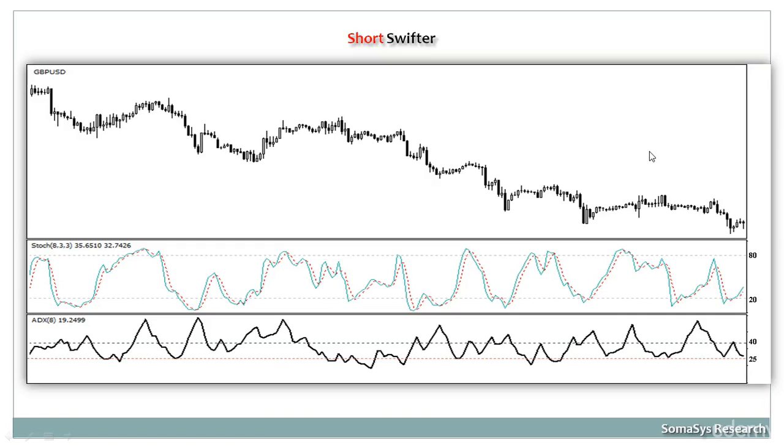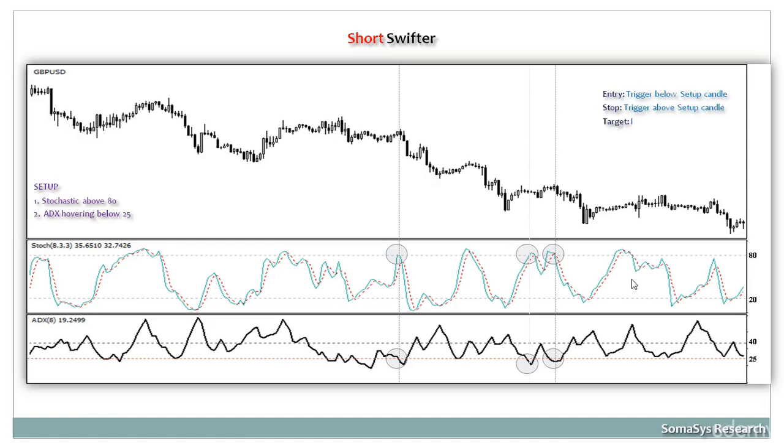Okay, so we have this currency pair here, GBP USD. Setup formation requires a stochastic indicator to have an overbought reading and ADX to hover below 25. So we have such situations on this chart here, here and here. Once we have preliminary conditions being met, we then need to have first occurrence of a black candle for defining entry, stop and target. So entry is going to be below setup candle, stop is going to be above that very candle, and target will be preceding swing low.